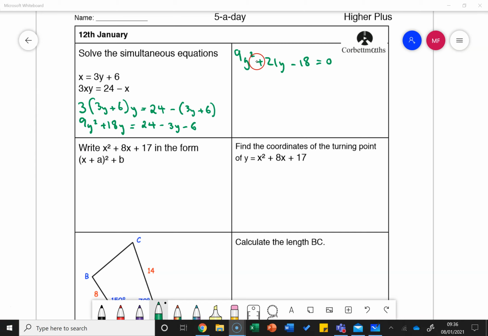Now, can you see everything is in the 3 times table? So don't try and factorise that because that would be awful. Instead, divide everything by 3. And you'll get something that looks slightly more straightforward.